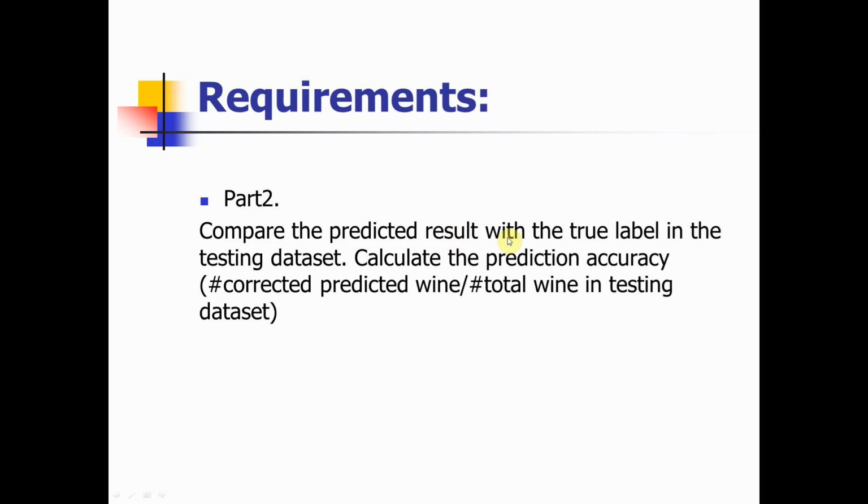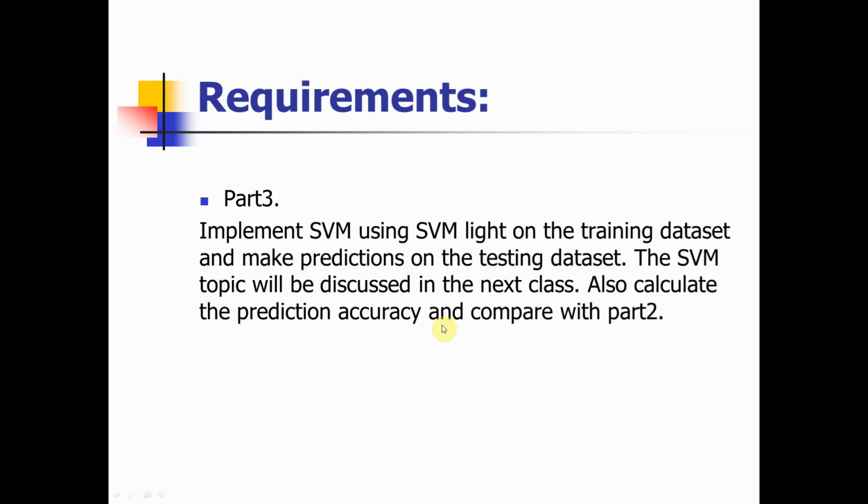So compare the predicted result with the true label in the testing data set, calculate the prediction accuracy, and that's something that we will be able to look into. The last part of this project is that I want you to implement SVM using SVM Lite on the training data set and make predictions on the testing data set. We will talk about SVM in the next class so that you have something to compare with.